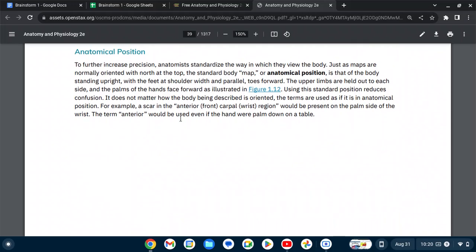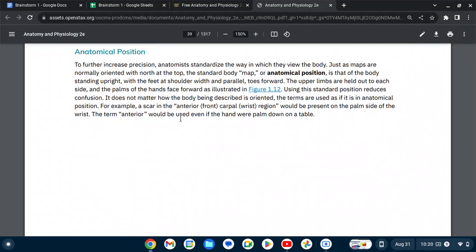Anatomical position. To further increase precision, anatomists standardize the way in which they view the body. Just as maps are normally oriented with north at the top, the standard body map, or anatomical position, is that of the body standing upright with the feet at shoulder width and parallel, toes forward. The upper limbs are held out to each side, and the palms of the hand face forward. Using this standard position reduces confusion.